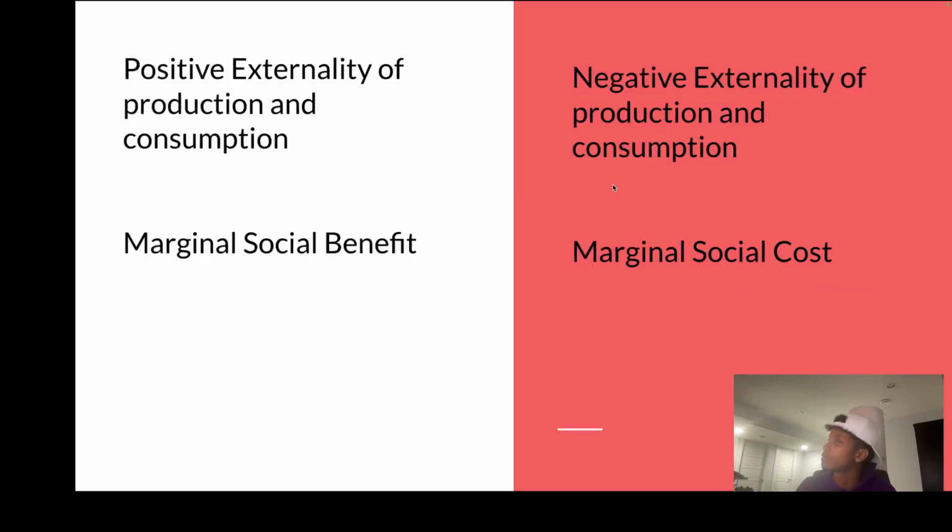Positive externality of production and consumption generally incur a marginal social benefit that is not represented in the private price equilibrium, and also leads to underproduction and underconsumption. Negative externality of production and consumption incur a marginal social cost that is not represented in the private price equilibrium, and generally results in overconsumption and overproduction.